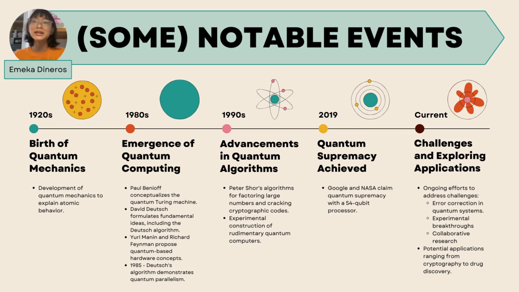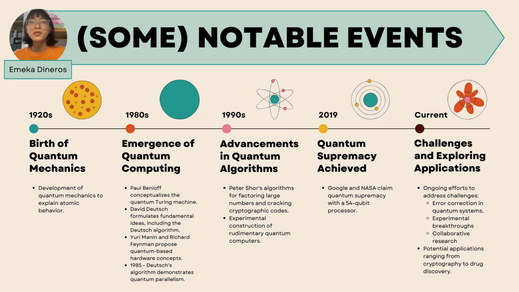Now, during the 1990s, scientists began developing quantum algorithms, or sets of rules for solving problems using quantum computers. These algorithms could potentially solve some problems much faster than regular computers. For example, Peter Shor created algorithms that could crack the codes used to keep information secure on the internet.